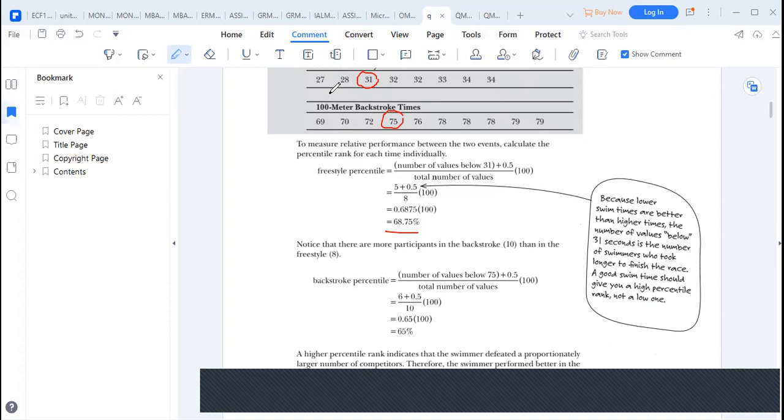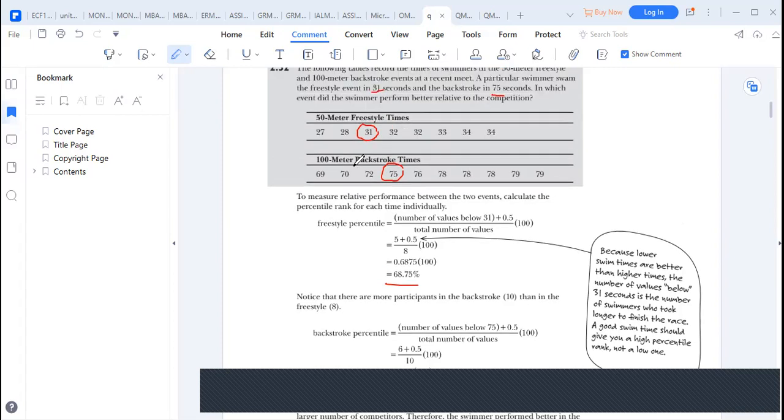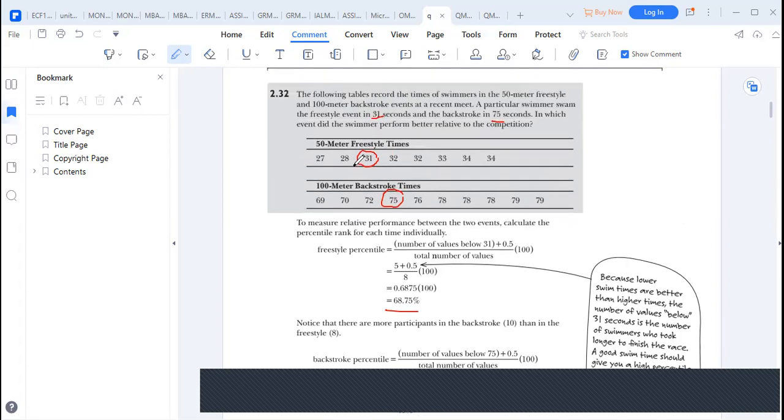Why are we including the backstroke times when we're solving for freestyle? On the number of values I was expecting 2, but then there is 5. Why did we count 69, 70, and 72 when they fall under backstroke?